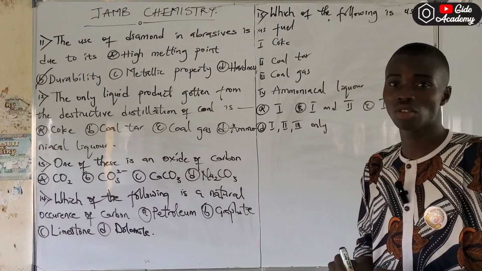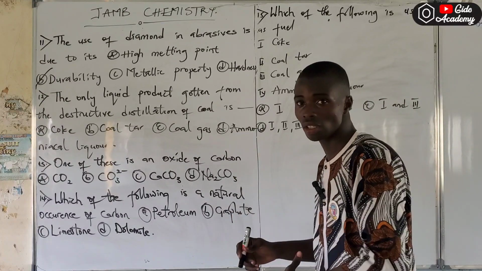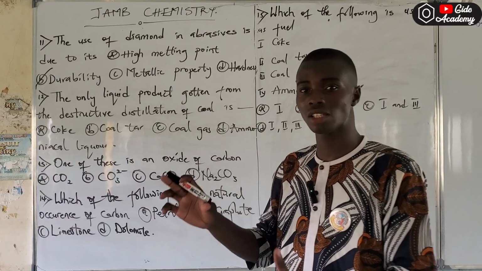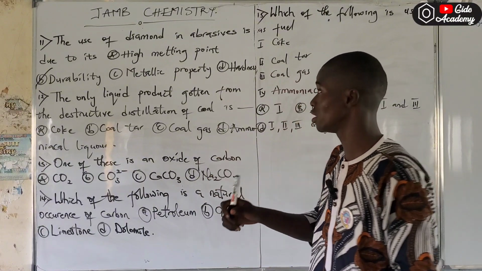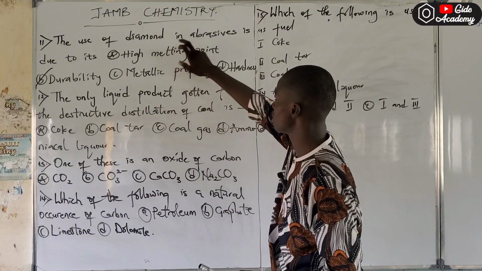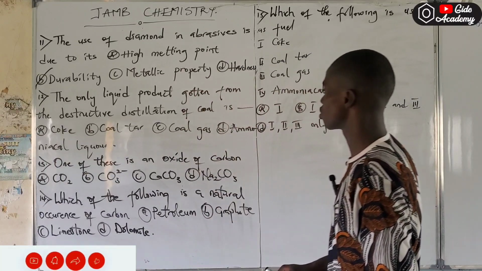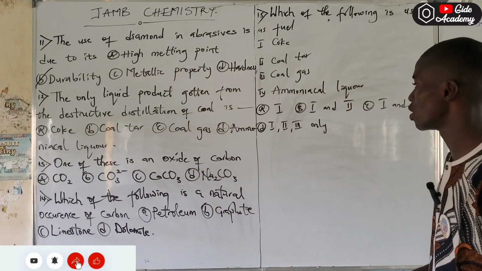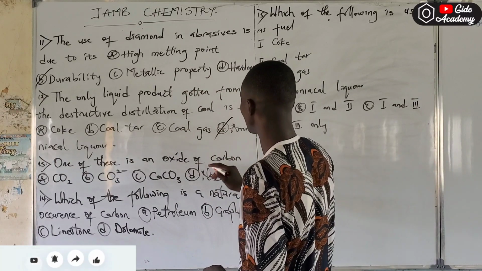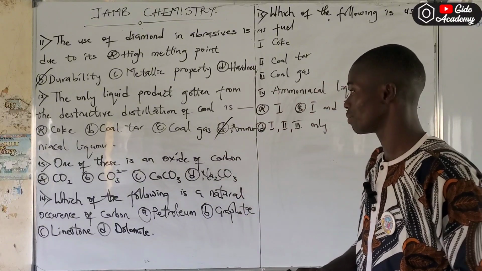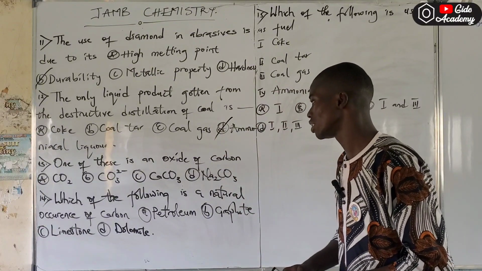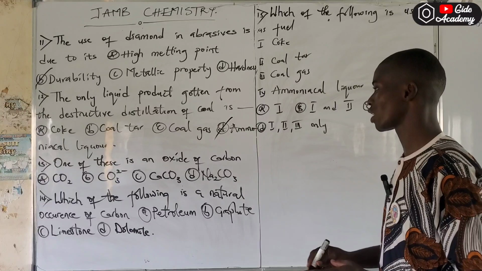And the reason why diamond is used as jewelry is because of its high refractive index. It has a very high refractive index. That's why diamond is used for jewelry. Then number 12, the only liquid product gotten from the destructive distillation of coal is ammoniacal liquor. That's ammonia dissolved in water, ammoniacal liquor.